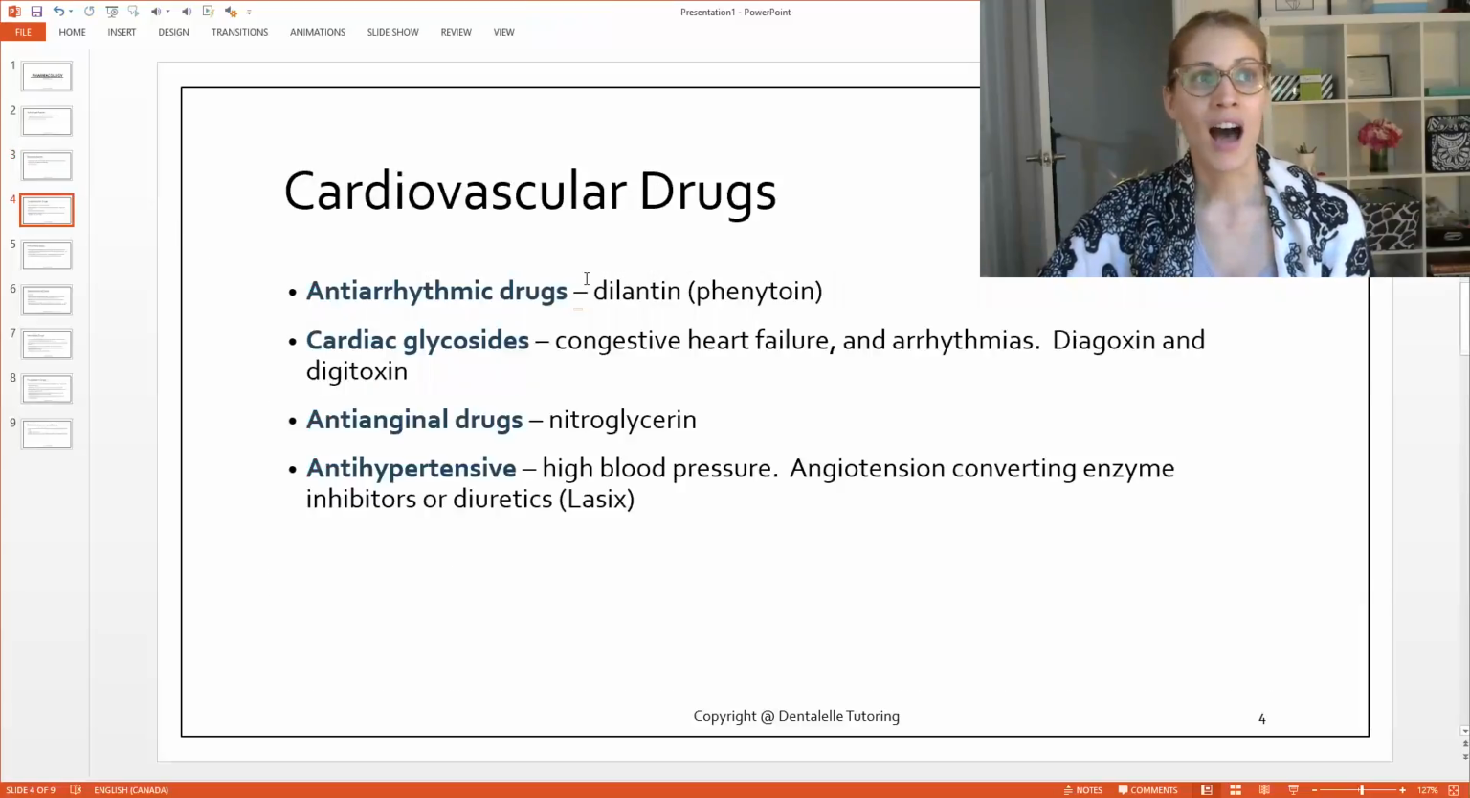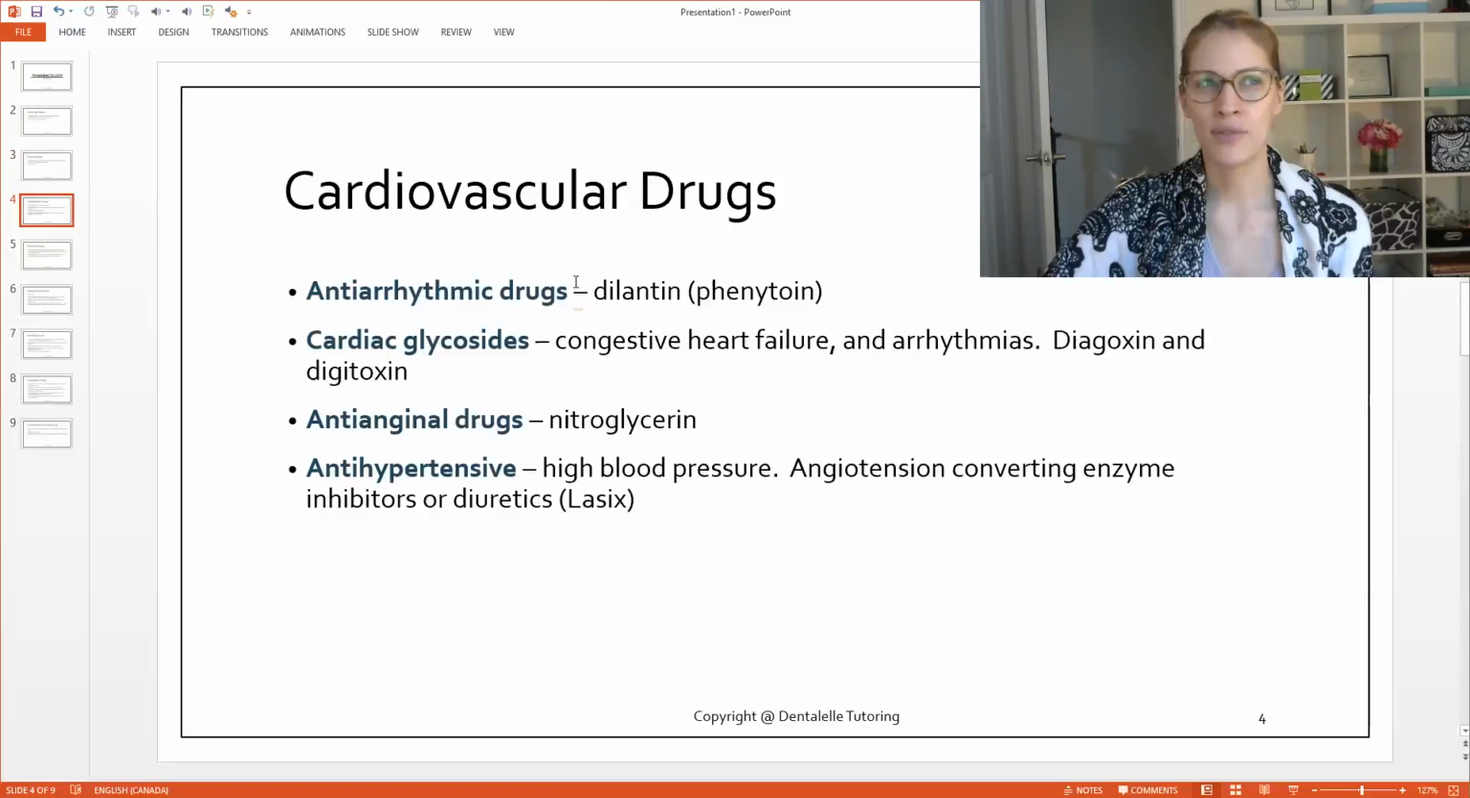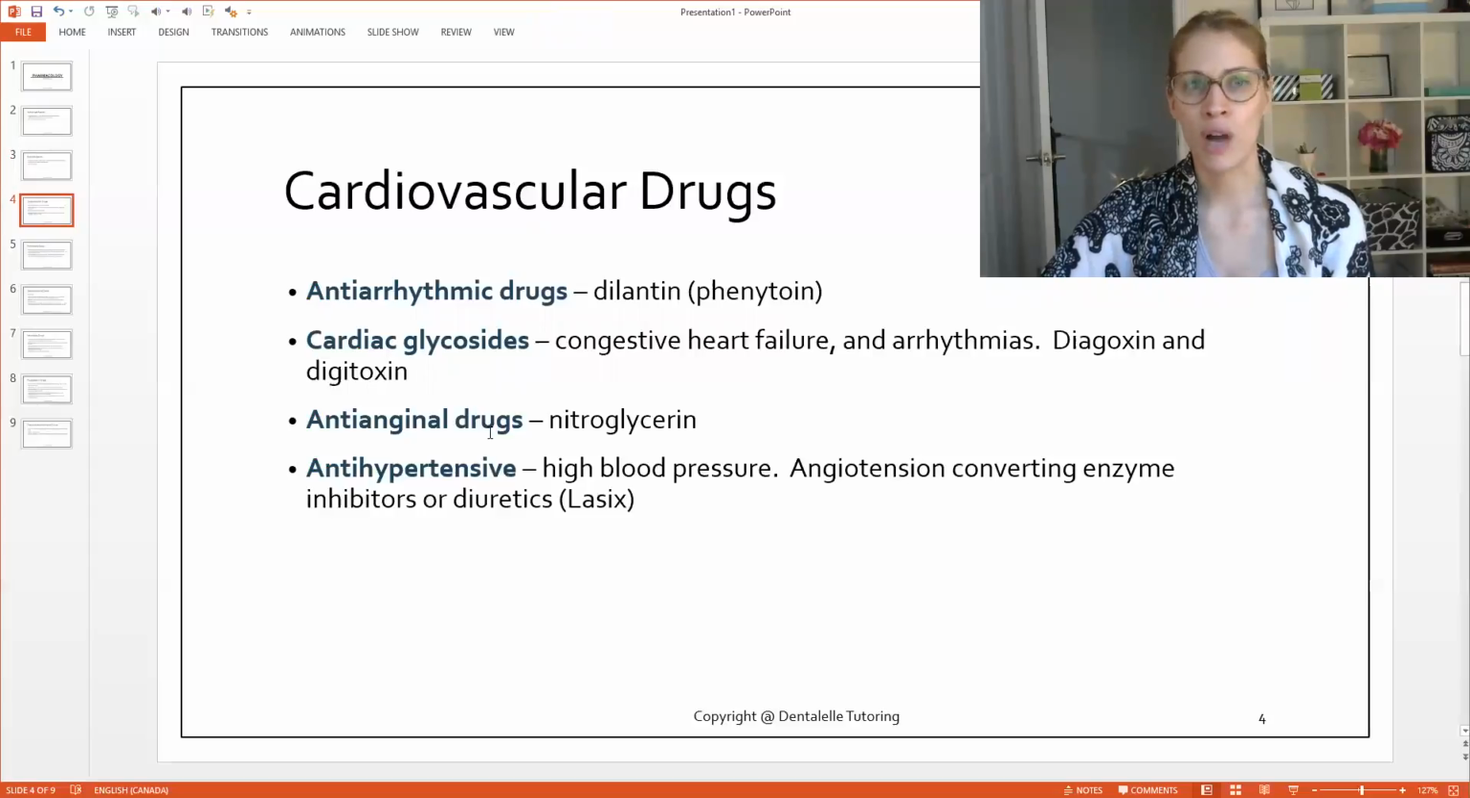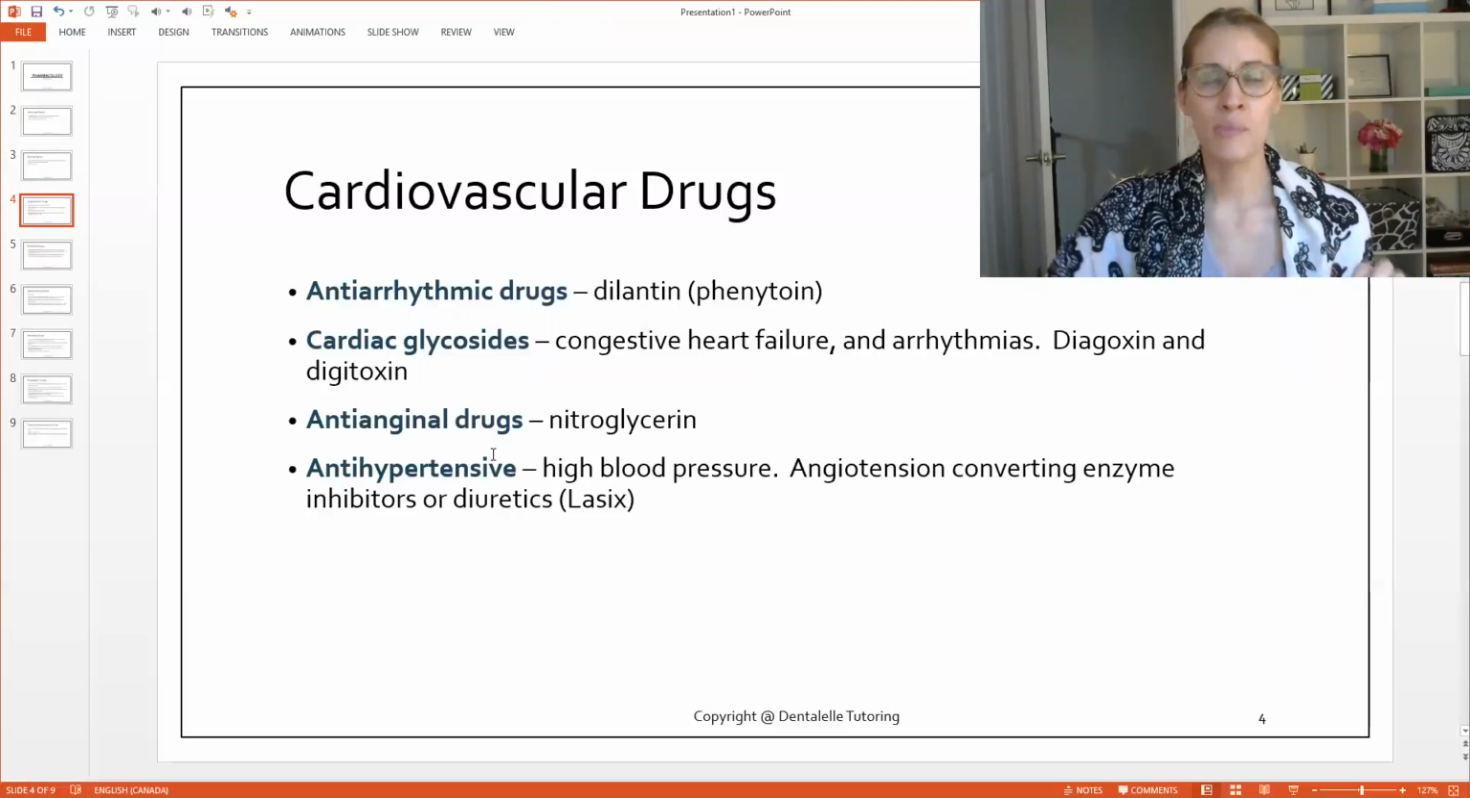Next one. Of course, we have your cardiovascular drugs. These are typically the most confusing for students because there are many different categories. So first, let's talk about the antiarrhythmic drugs. If the patient's heart is either beating too fast or too slow, or it isn't beating consistently, they will be on these antiarrhythmic drugs.